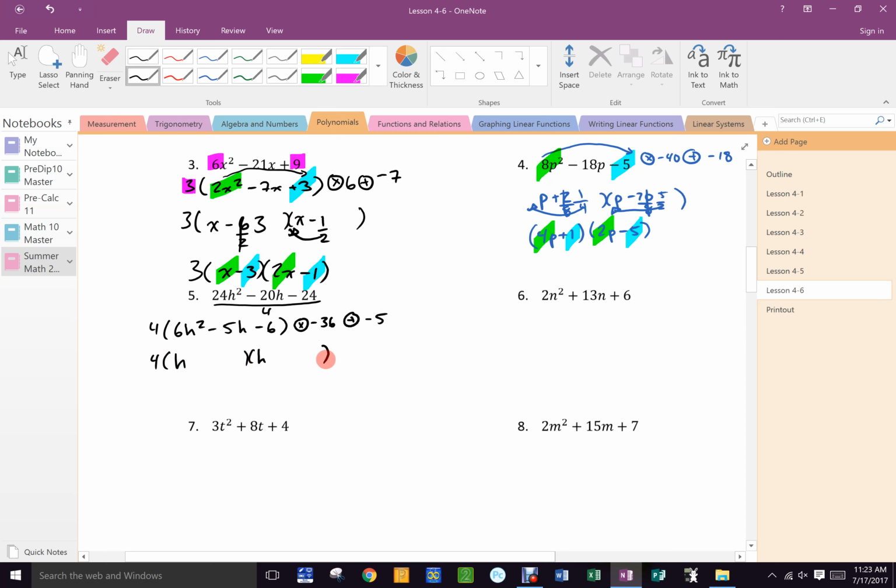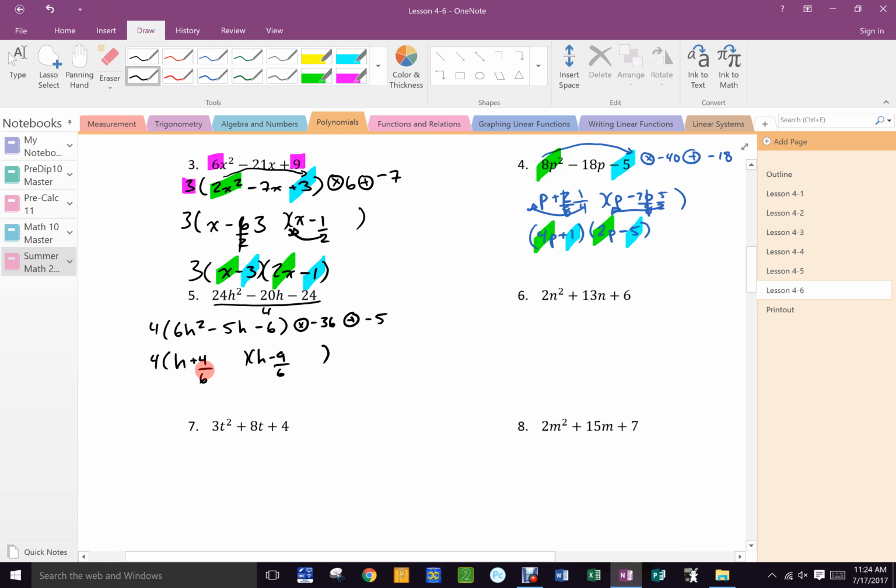Is it 1 and 36? 2 and 18? 3 and 12. 4 and 9. I need to get to negative 5. So is it 4 minus 9 or 9 minus 4? 4 minus 9. So plus 4 minus 9. And what do I have to do with that? Divide by 6. Look at you guys.